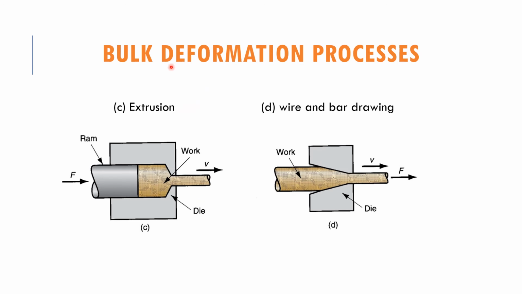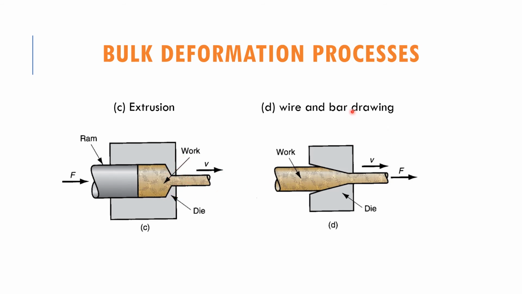Now, the next process that we're looking into is extrusion. So extrusion is where the work material is placed inside the die, and there will be a ram that will ram the work material, and the material will come out from the die opening. So the work material will come out with the shape of the die opening.